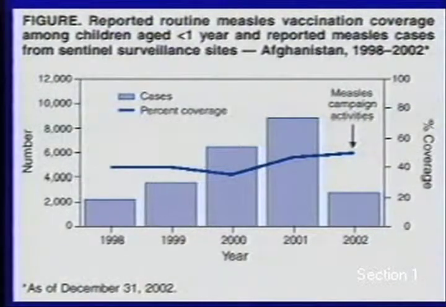This is another hybrid chart where we have bars and lines combined, and we have two different y-axes. The y-axis on the left is the number of cases of measles. The y-axis on the right, corresponding to the line, is showing vaccination coverage.